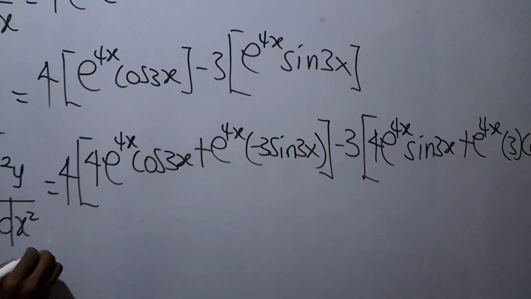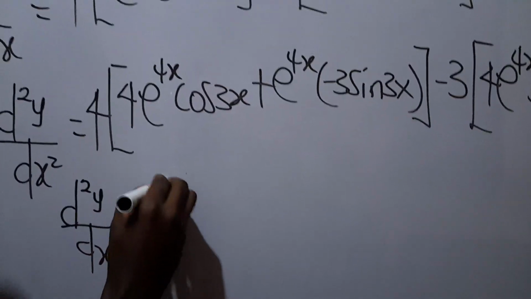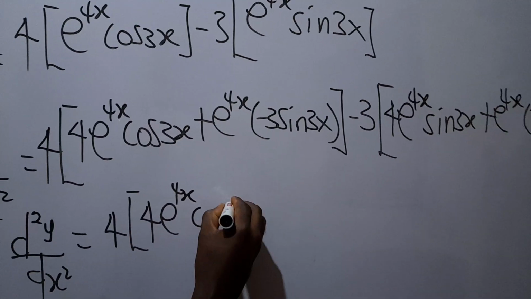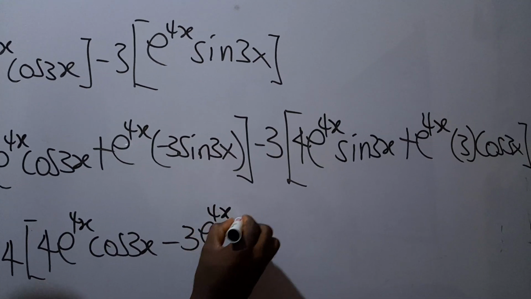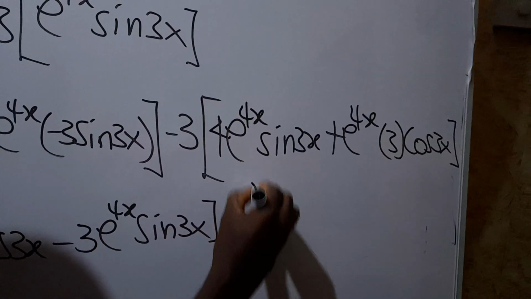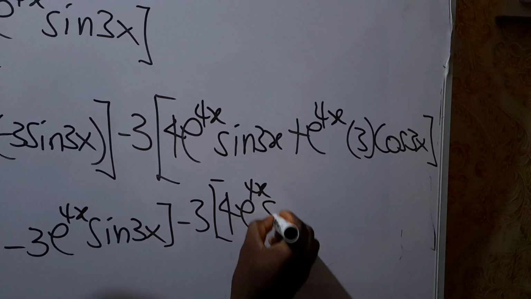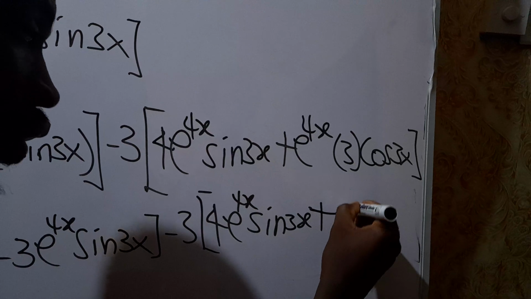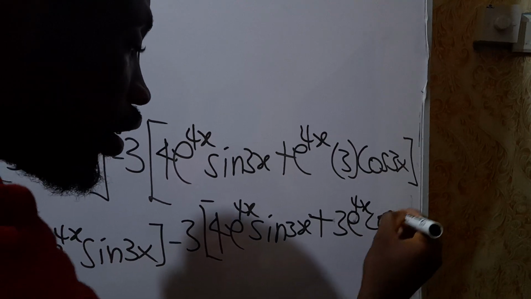Now let me polish this very well. So our d square y over dx square will be equal to 4 bracket 4 e exponent 4x cos 3x minus 3 e exponent 4x sin 3x, minus 3 bracket 4 e exponent 4x sin 3x plus 3 e exponent 4x cos 3x.